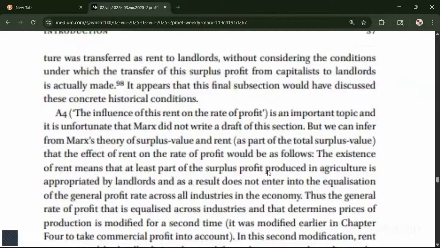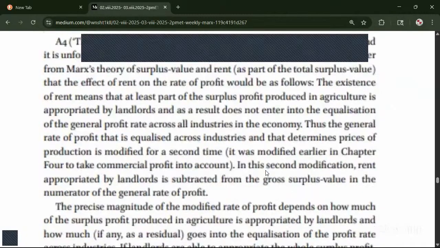The existence of rent means that at least part of the surplus profit produced in agriculture is appropriated by landlords and, as a result, does not enter into equalization of the general profit rate across all industries in the economy. Thus, the general rate of profit that is equalized across industries and that determines prices of production is modified for a second time. It was modified earlier in Chapter 4 to take commercial profit into account. In this second modification, rent appropriated by landlords is subtracted from the gross surplus value in the numerator of the general rate of profit.